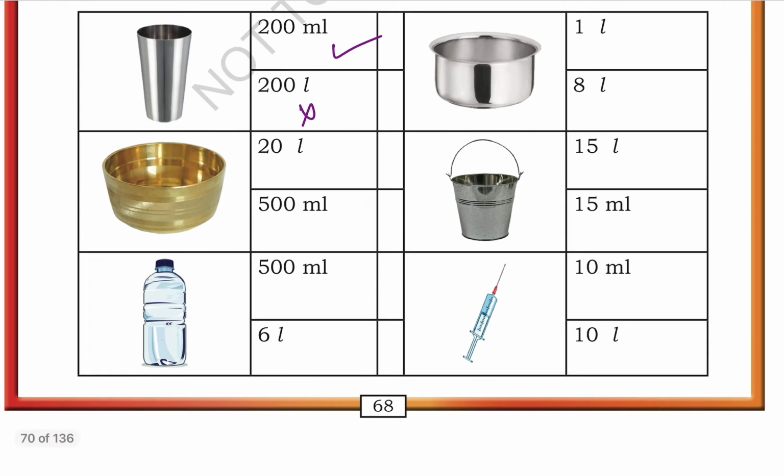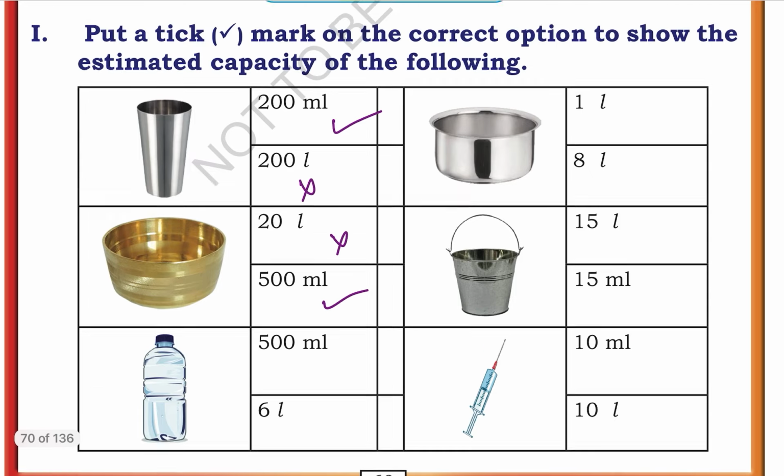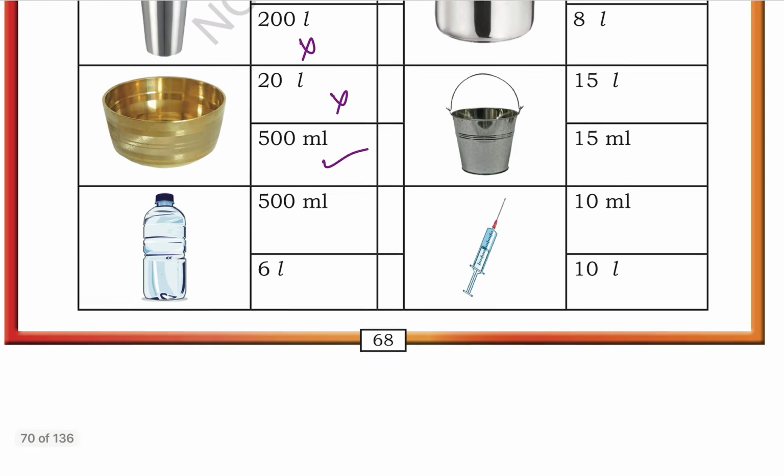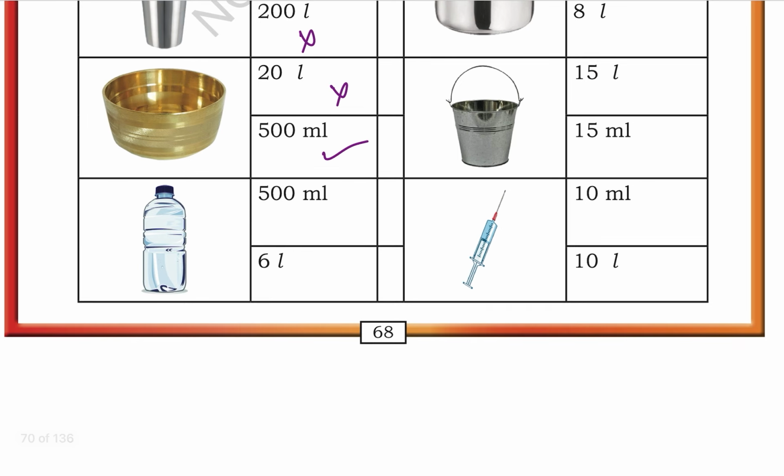Next, here is a bowl, a golden color bowl I am talking about. He has given 2 options. One is 20 liter, another is 500 ml. So by seeing it itself, we can think it cannot hold 20 liter. So 500 ml is the estimated value. Okay. The estimated capacity of this bowl is 500 ml.